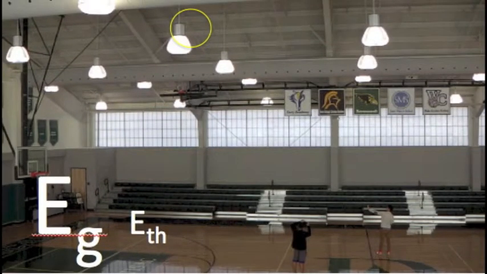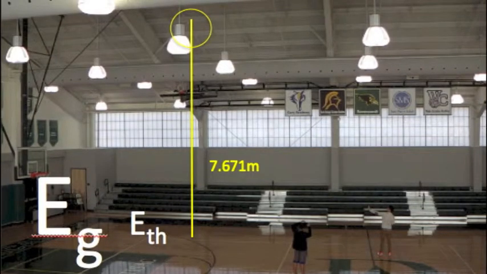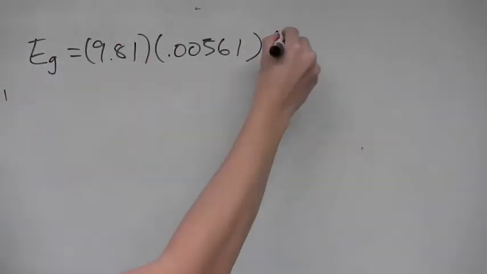Now let's analyze the peak of the flight. The glider has no velocity and it only has gravitational energy. It has lost some energy to thermal energy. The glider has a height of 7.671 meters at this point. This height can be plugged in to find the gravitational energy at this point.